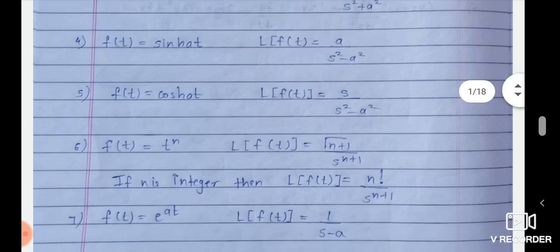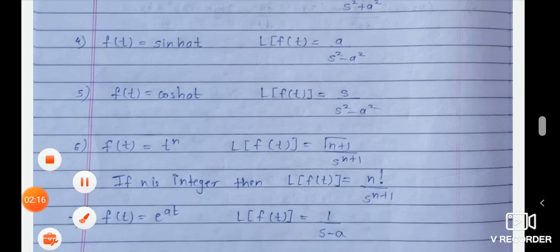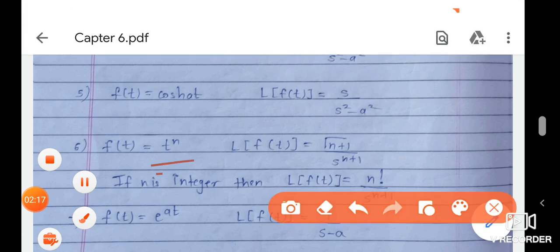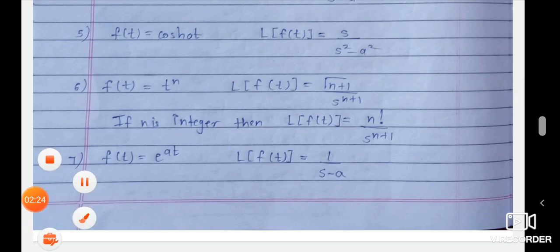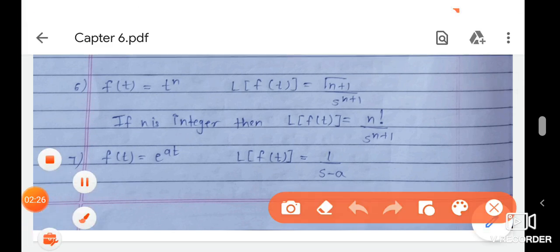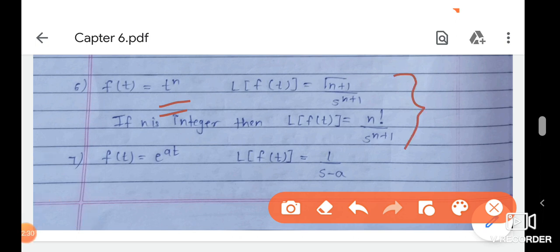Now see, if your function is t raised to n, I have written here two formulas. After applying the Laplace transform on t raised to n, you are having two formulas. So you will be confused which formula you have to use, this one or this one. So here I have written, if n is an integer, then apply this formula. Otherwise you are going to apply this formula.